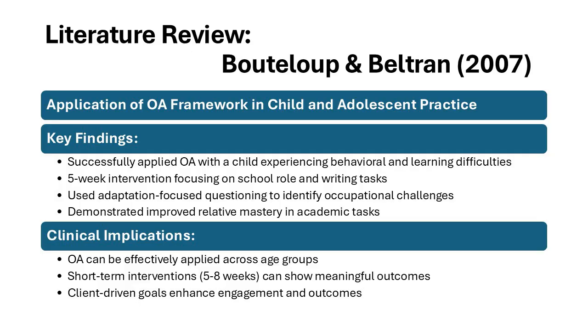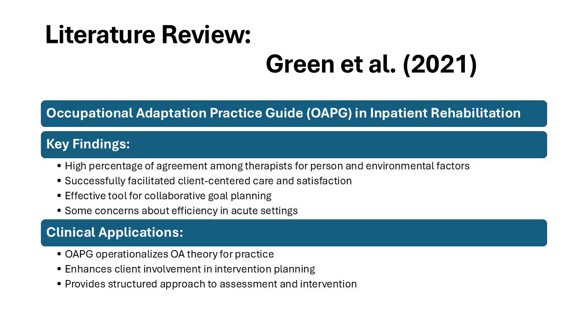Wow. Okay, moving to more recent stuff. Green and colleagues in 2021 developed something called the OAPG. Right, the Occupational Adaptation Practice Guide. They created and tested this guide to help therapists implement OA systematically, specifically in adult inpatient rehab. And how did it go? Really well, actually. They found it had high usability and reliability. Therapists found it helpful. It showed that OA can be practically applied to facilitate client-centered care and collaborative goal setting, even in busy settings like rehab units.